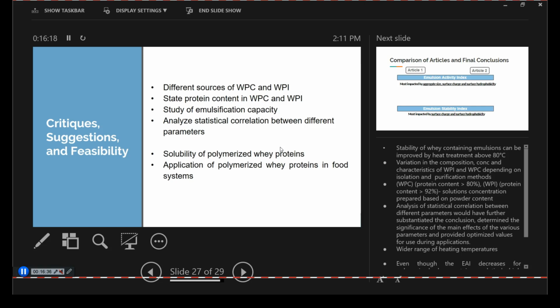Also, this study just focused on oil-water emulsion, but studying the application of polymerized whey proteins with other constituents present in food system would be a good idea.